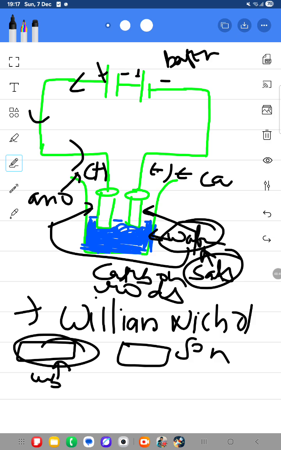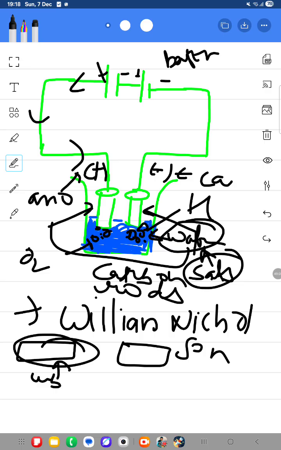Oxygen bubbles are formed from the positive terminal, and hydrogen bubbles or gas from the negative terminal. These are O2 bubbles and these are H2 bubbles. And the formation of bubbles is a chemical effect of electric current.